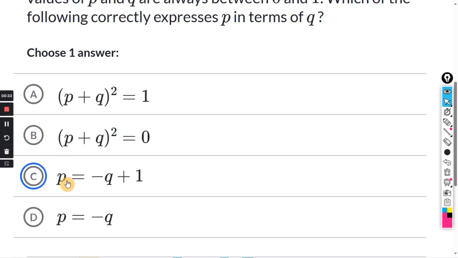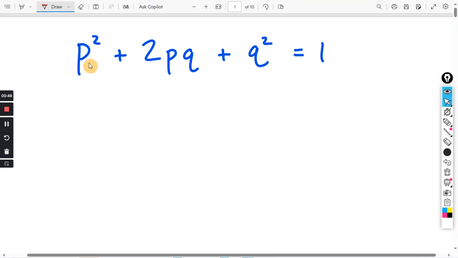I'm kind of looking at answer C and D because it has P equals and it has the Q on the other side. So let's see what happens if we attempt to solve for P, all right? Maybe we can get it, or maybe we'll get one of these. Let's try it. All right, so we're trying to solve for P. Since we have P squared here, we clearly have a quadratic. Okay, in order to solve a quadratic, you have to set it equal to 0.